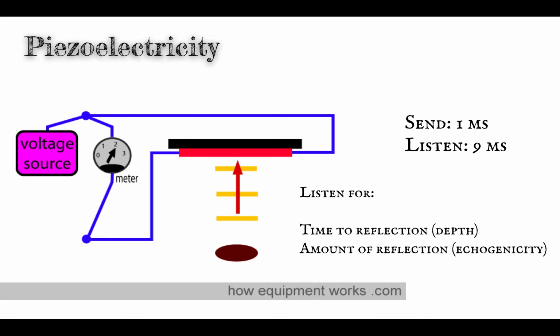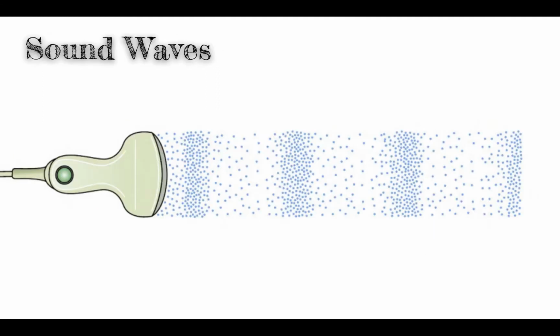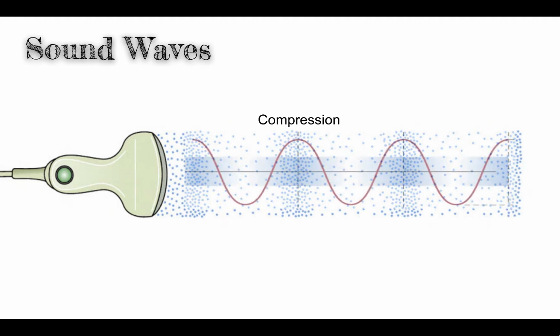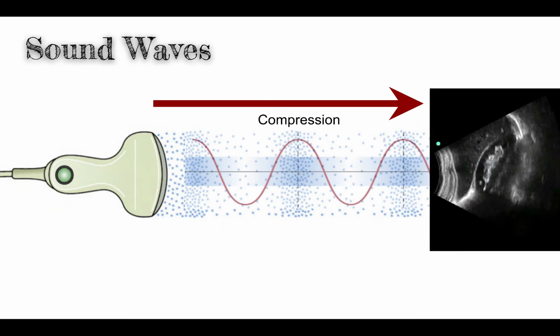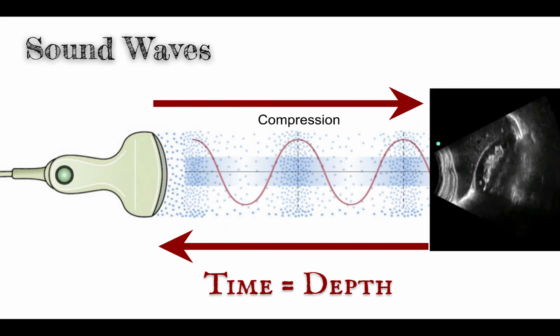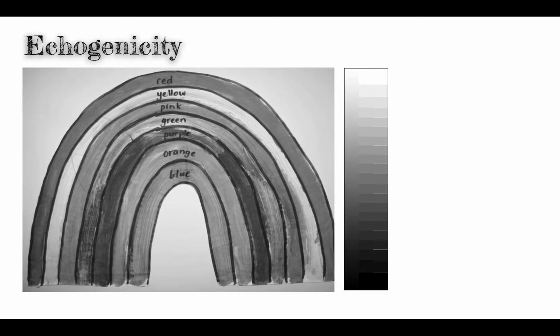To understand how this works, let's look at the sound waves themselves. During the sending portion, the sounds compress surrounding tissues, making a sound wave between areas of compression. The sound comes out, bounces off of tissues, and back to the transducer. The length of time it takes to bounce back from each organ is interpreted as the depth of the image on the screen. You'll also notice that the different organs in the image have different shades of gray. These shades of gray refer to the echogenicity of the tissue.